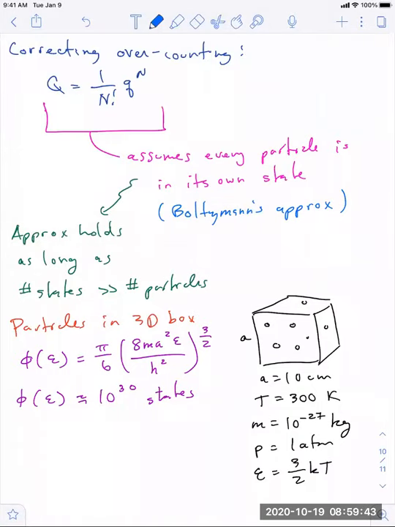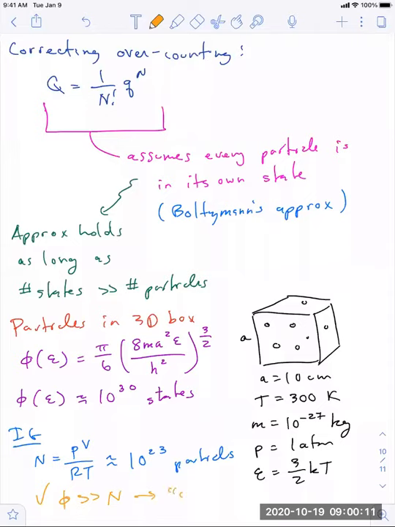And if I take this to be an ideal gas, then my number of particles is PV over RT, and this is on the order of 1 mole of particles. So this is good for the purpose of Boltzmann's approximation. Phi is much greater than n. So we are in a classical regime, and we can apply Boltzmann's approximation.